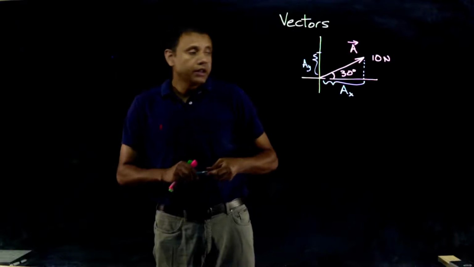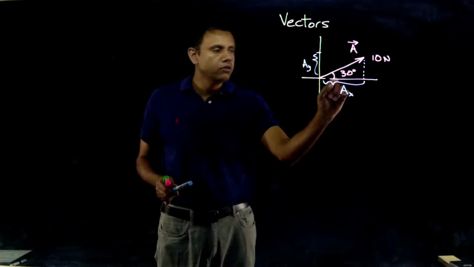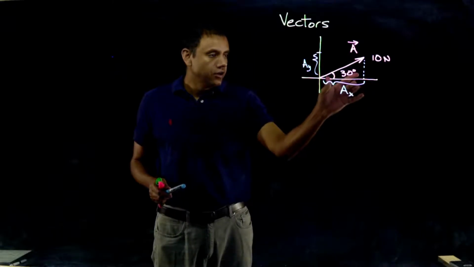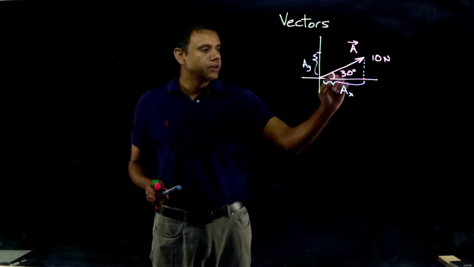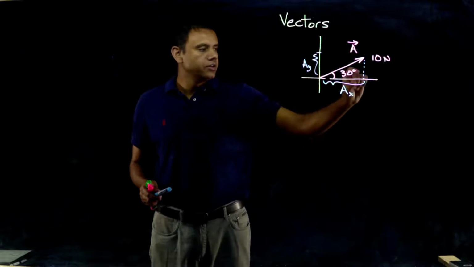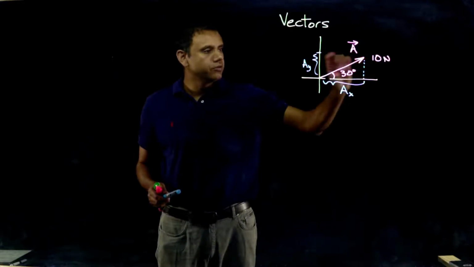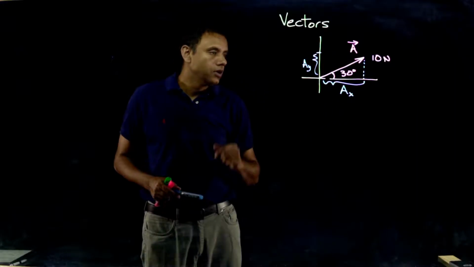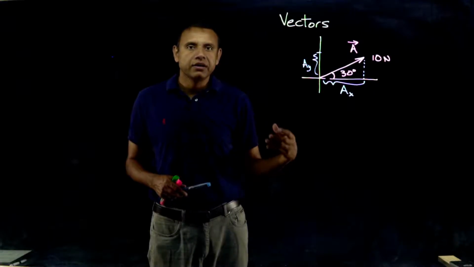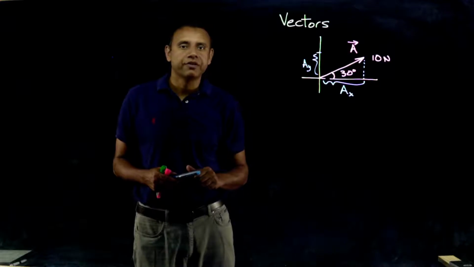When you look at this, because AX is right next to the angle, this is called the adjacent component. So AX, in this case, is the adjacent because it's right next to the angle. This is the opposite because it's directly opposite of the angle. So we have AX and AY, and we can calculate exactly what the value of AX is and what the value of AY is. And these are the components.